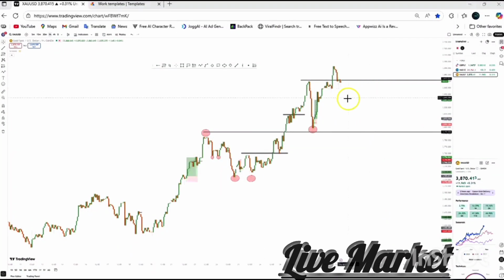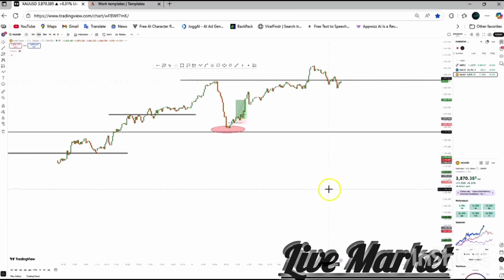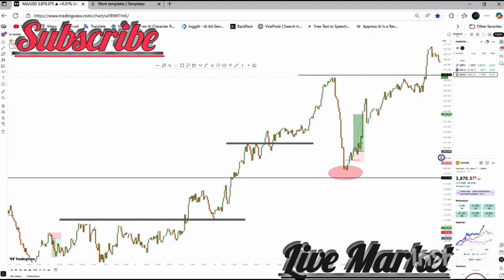Alright chat, so guys, this was the trade I took on gold yesterday that smashed TP. It was very simple. Let me show you on the 15-minute chart.